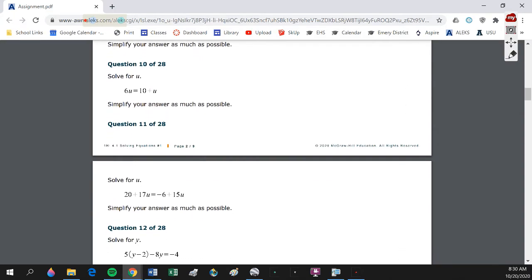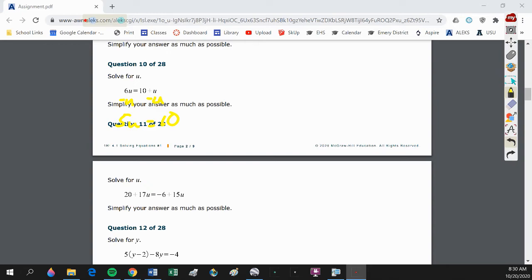Okay, how would you do 10? We need to get the u's on one side. Should we move them all to the left or all to the right? Let's move them to the left. That way I avoid a negative. So subtract u, 5u equals 10, and then divide by 5. u would be 2.